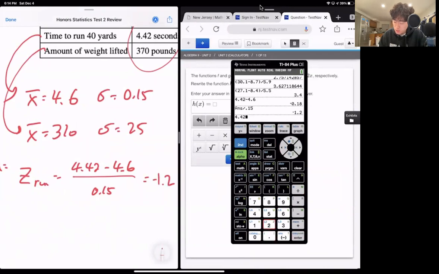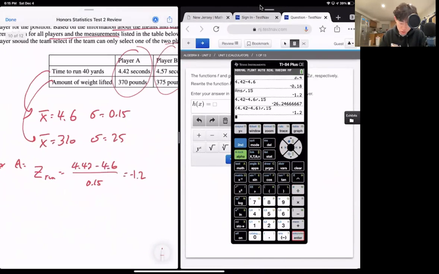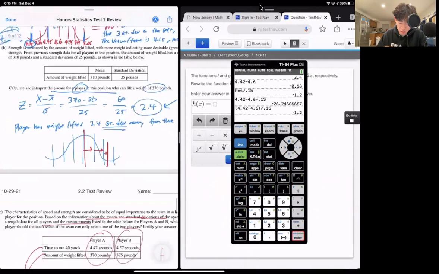Again, please don't do this. That's not the correct answer, because you forgot to put parentheses around it. Put parentheses around the first two numbers' subtraction, then divide by 0.15. You should get a z-score of negative 1.2. And then the z-score for the weights, let's do the same thing. We have 370 minus 310 over 25. That's actually the z-score of the previous one that we found, which was 2.4.